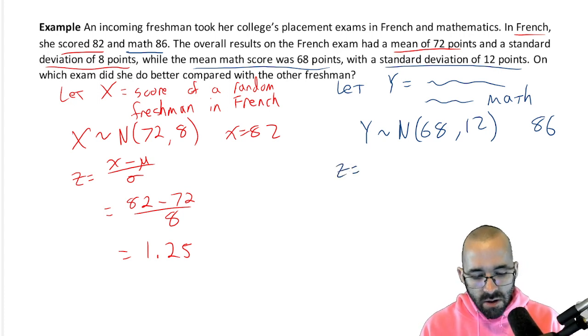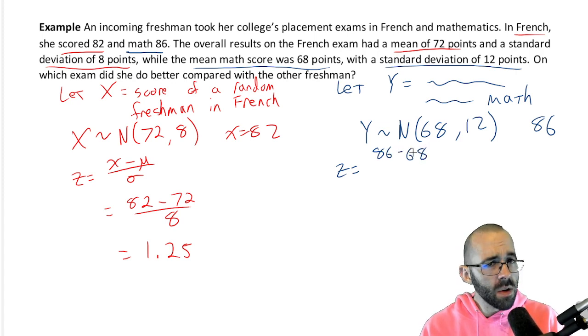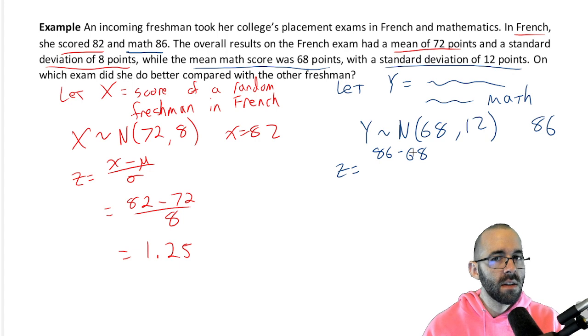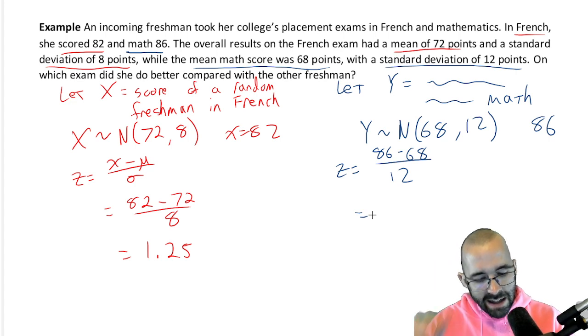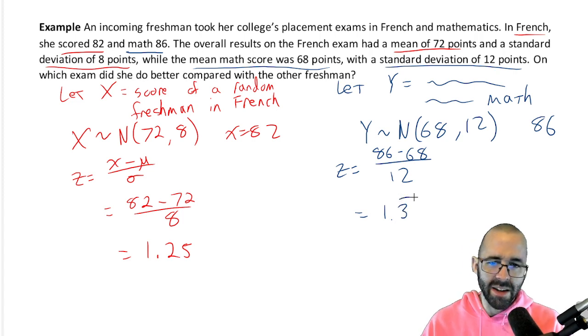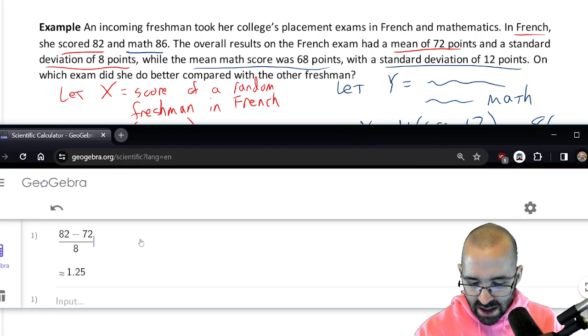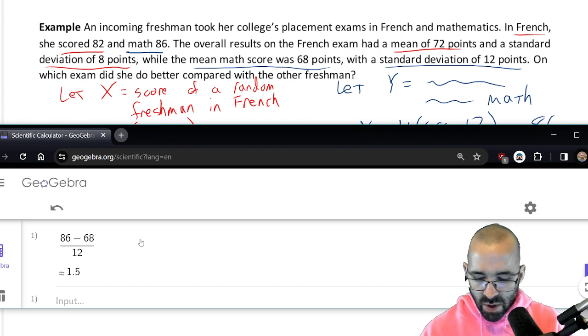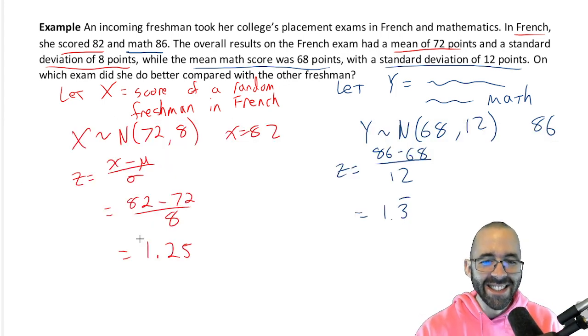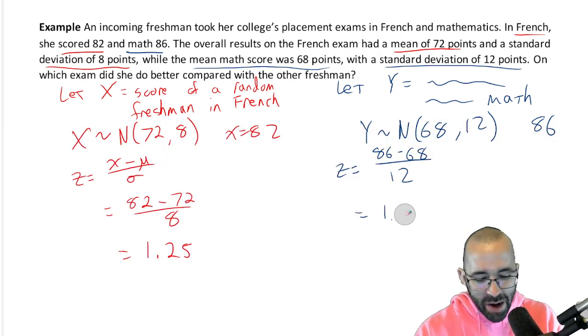Whereas for math, she scored an 86. The mean was a 68. It was a lower mean, but a bigger spread. So we don't know how many standard deviations above this is. But if we calculate it all out, we get 18 over 12, which is 1 1/3, I think. I'm going to type this on a calculator. 86 minus 68 over 12. Okay, nice try, Jason. This is why I check with a calculator. 1.5.